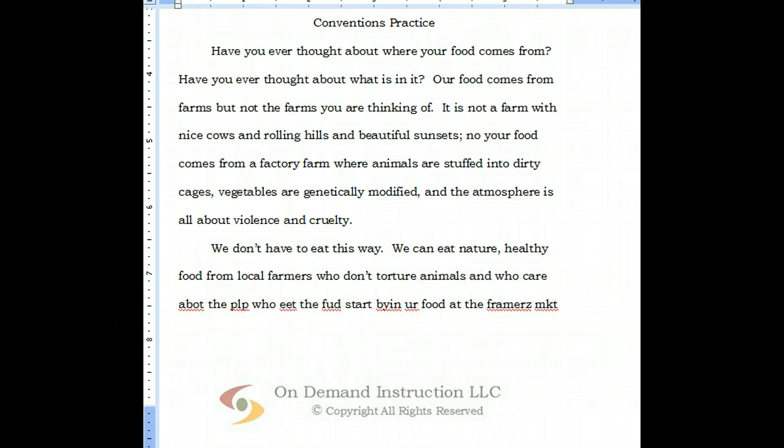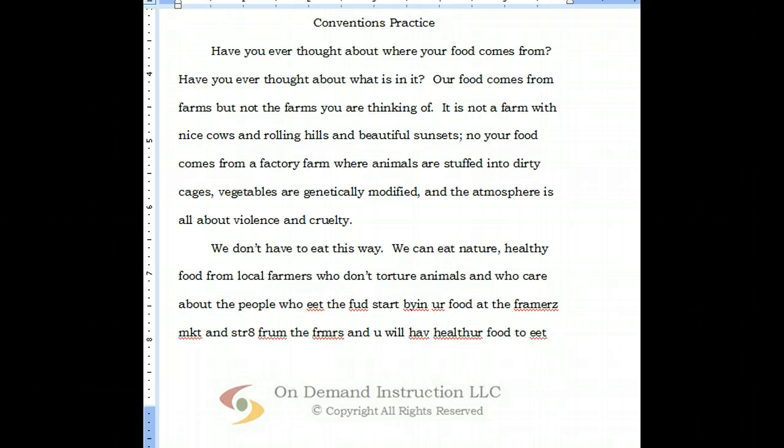Animals and who care about the people who eat the food. So lots and lots of mistakes. Small things that may seem like they're not that big of a deal, but when you put a lot of small things together, they create a pretty big problem.